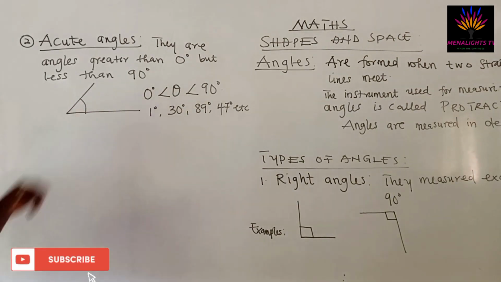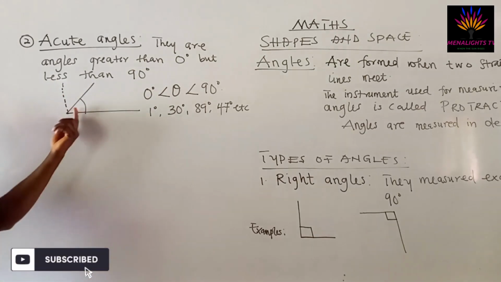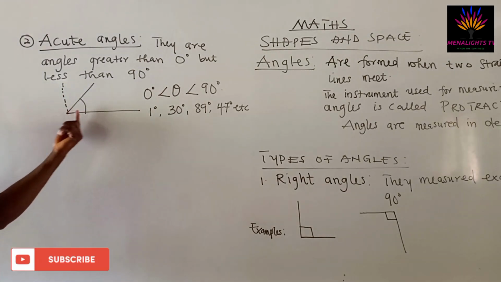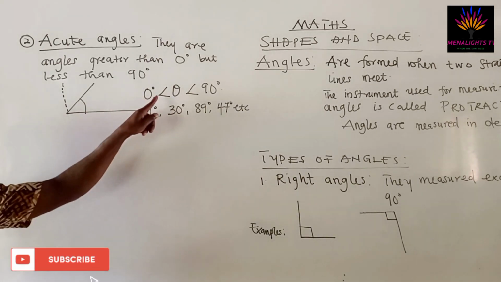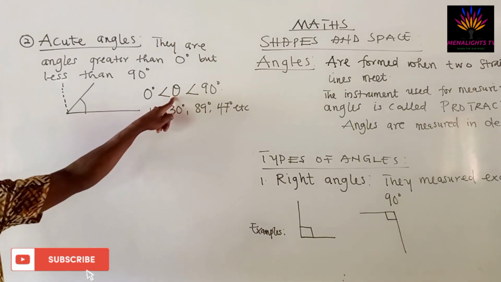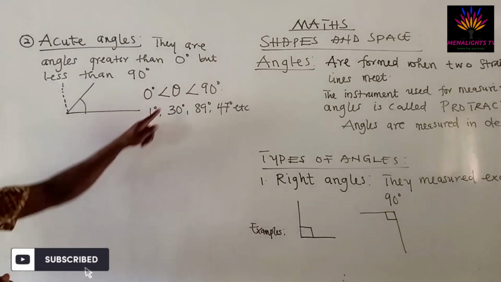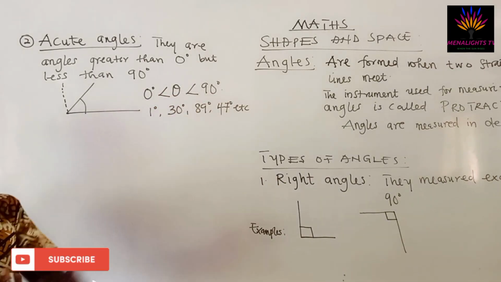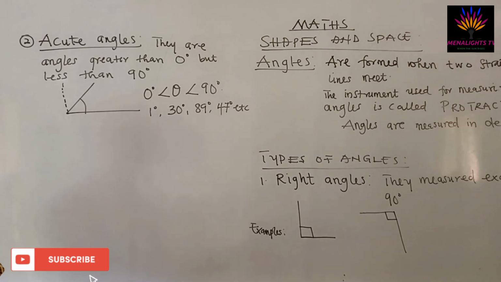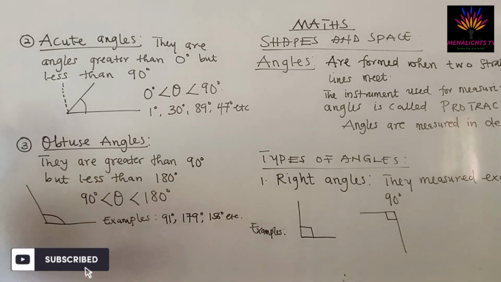When you look at this, if this is our 90, you realize that this angle is less than 90. So this is an acute angle. You can say that 0 is less than theta, which is an angle, which is also less than 90 degrees. Which means this theta is greater than 0 degrees but less than 90. So that means from 1 up to 89, these angles we call the what? Acute angles.